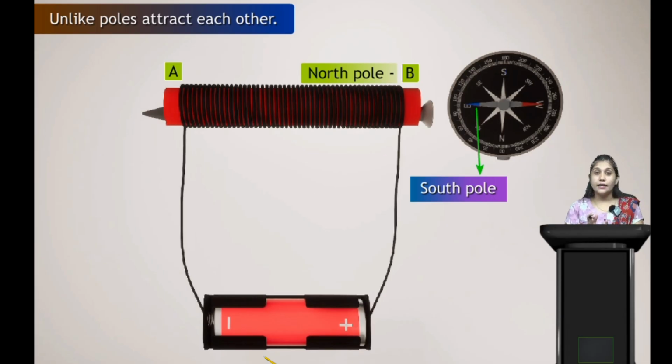We have understood that the electromagnet also has two poles. As a bar magnet has two poles, north pole and south pole, similarly the electromagnet also has two poles. One is the north pole and the other is the south pole. We have understood this with the help of one activity.